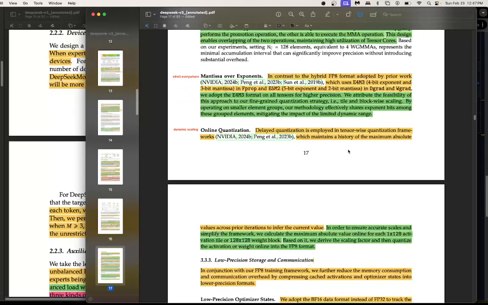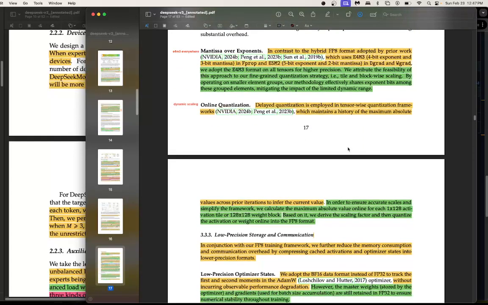Another thing is dynamic scaling. So this is what I was talking about earlier.